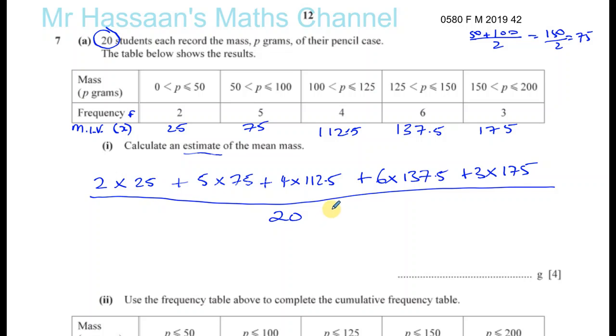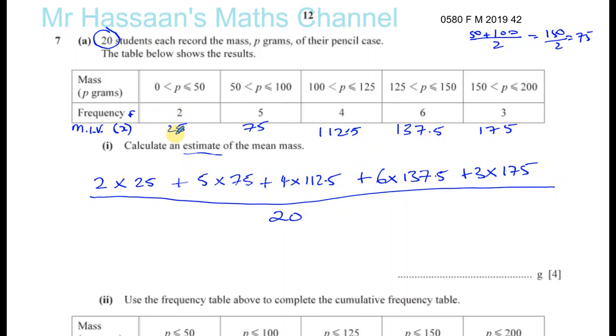The mistake people make here is they say, oh, there's 1, 2, 3, 4, 5 categories, so they divide by 5. No, the mean of something is the total sum of all those things divided by how many items there were in the first place. So here we're finding the total sum of the masses of all these pencil cases divided by the total number of pencil cases.